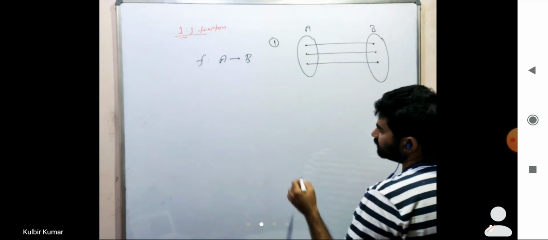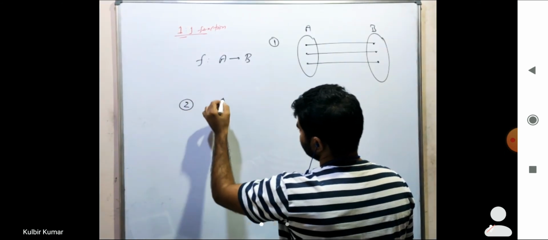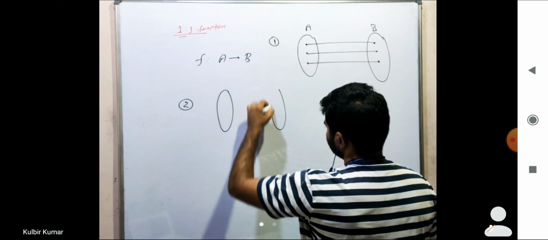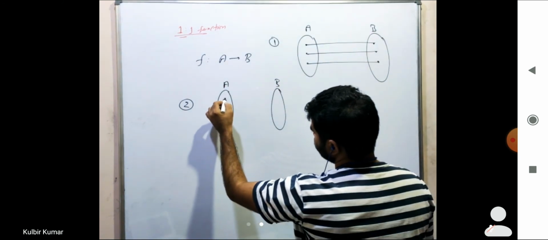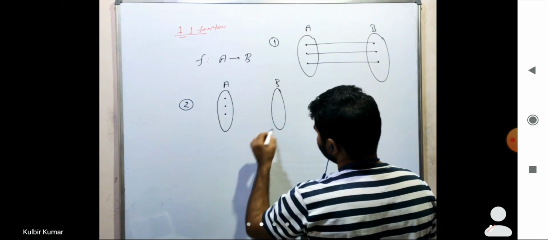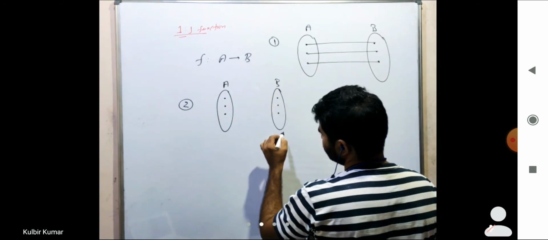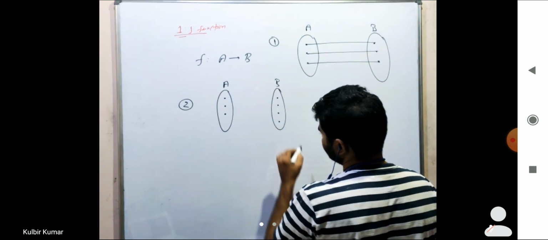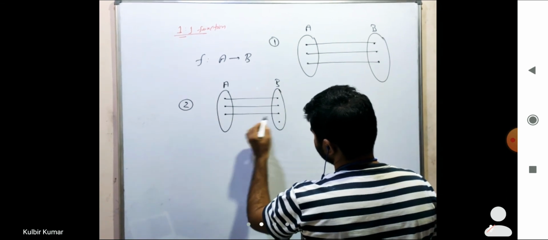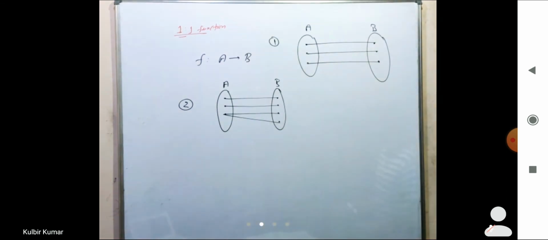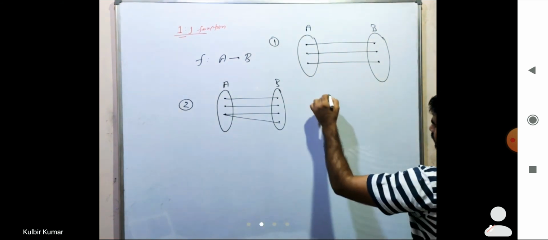Let's see next second one. This is set A, set B, where elements are 1, 2, 3, here 1, 2, 3 and 4. Now this is the case. This is second diagram. And let's see third diagram.